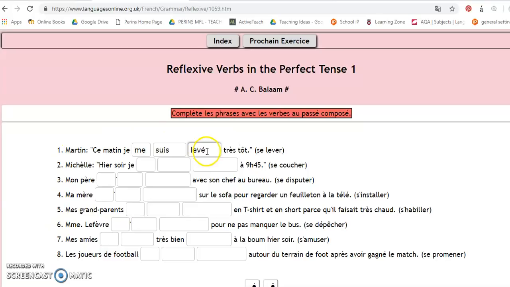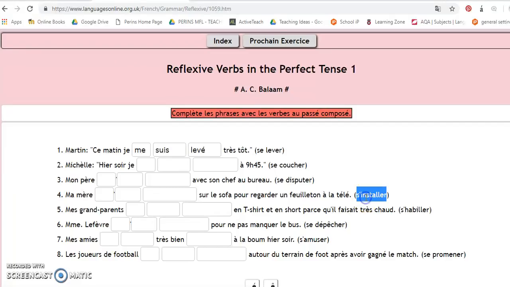Martin is a boy, therefore there is no extra e here, and that's our right answer. Now let's just quickly go down to ma mère, which is a little bit more tricky. So we're trying to say s'installer sur le sofa pour regarder un feuilleton à la télé. So s'installer is basically to sit down on the sofa, or put herself on the sofa in order to watch a soap opera on TV.